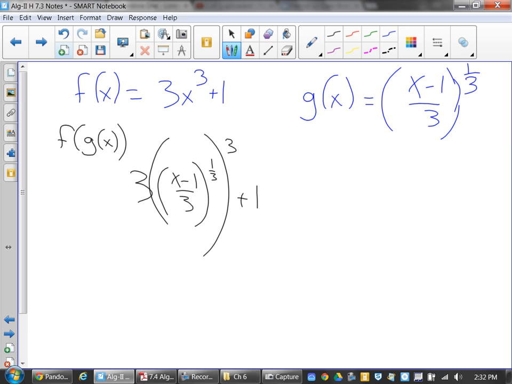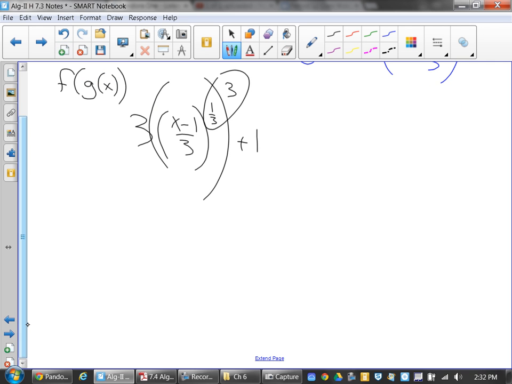You could do 1/3, but you don't need to because you've got this right away. That cancels it out, so it's gone, because 3 times a third is 1. So my exponents drop out. Are you okay with that? So now you wind up with this.